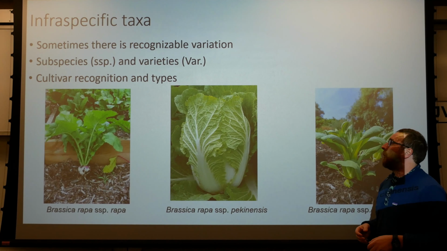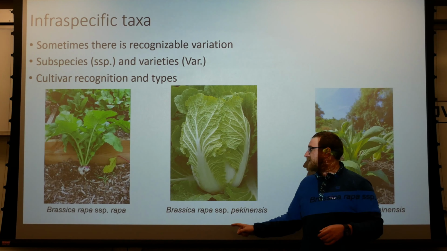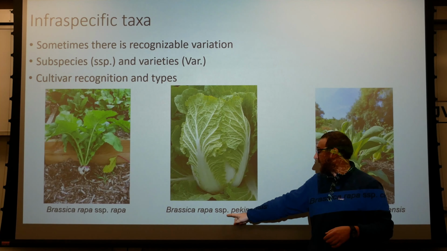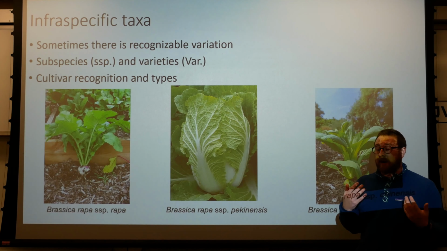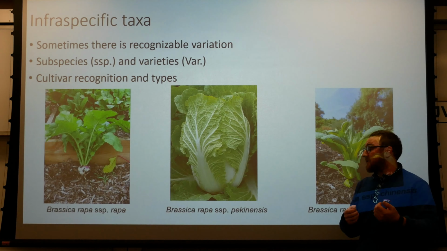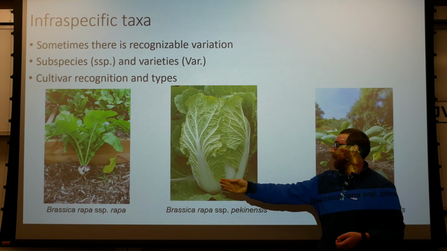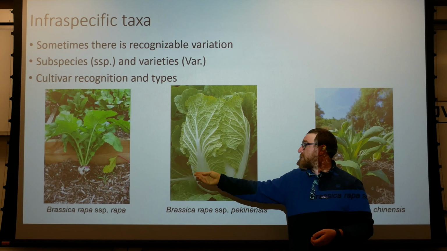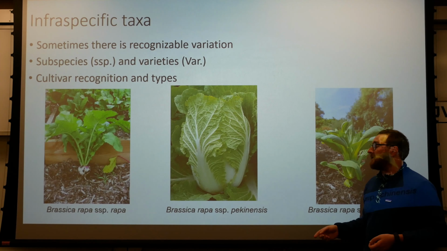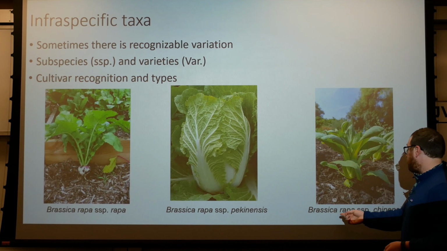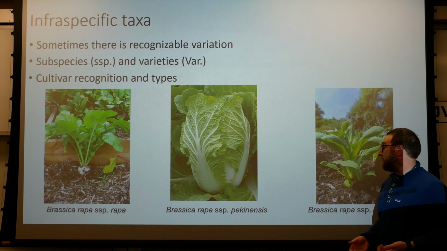But for the most part, what you'll see is after the binomial, you'll see another designation, such as ssp., which stands for subspecies, and then another name to further clarify them. So in the case of Brassica rapa, we have three subspecies. We have Brassica rapa subspecies rapa, the turnip; Brassica rapa subspecies pekinensis, or Napa cabbage; and Brassica rapa subspecies chinensis, which is one of my favorite vegetables, bok choy.